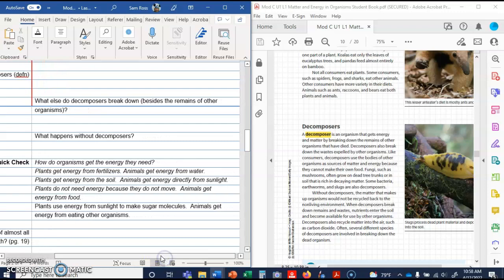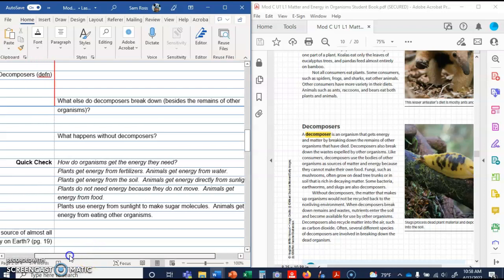It says, how do organisms get the energy that they need? Plants get energy from fertilizers, animals get energy from water. Plants get energy from soil, animals get energy directly from sunlight. Plants do not need energy because they do not move. Animals get energy from food. Plants use energy from sunlight to make sugar molecules. Animals get energy from eating other organisms. So the answer is going to be D, the very last one there.